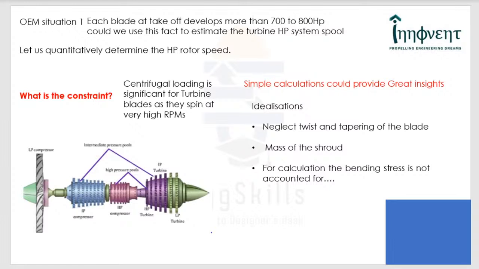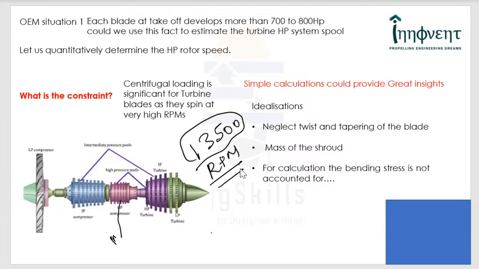Now, how do you decide the HP spool speed? The question is very simple: how do you decide the maximum RPM the HP spool can support? Of course, if you look at some of the latest civil gas turbine engines, the HP spool can go up to 13,500 RPM, a very, very large RPM.